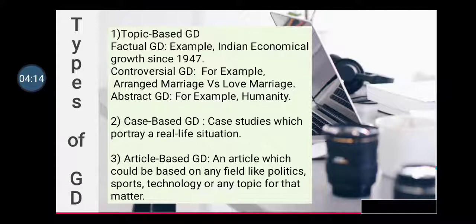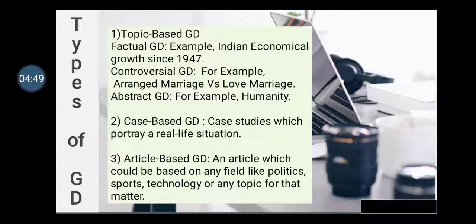The first one is topic based. In this type of GD, you have practical and real life topics, for example factual, controversial and abstract. So it is again divided into 3 parts. Under factual GD, it can be very informative and it requires more knowledge about the subject. For example, Indian economic growth since 1947. This is an example that I have given here in this session. This is an example for a factual GD. You need to have more knowledge about the content. Next one is controversial GD.